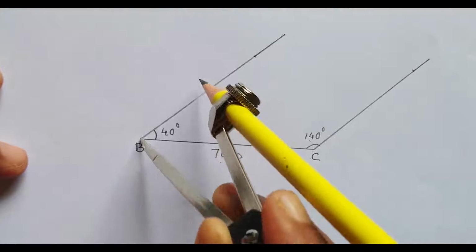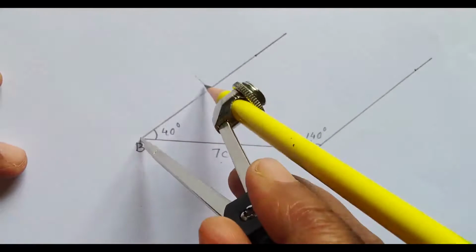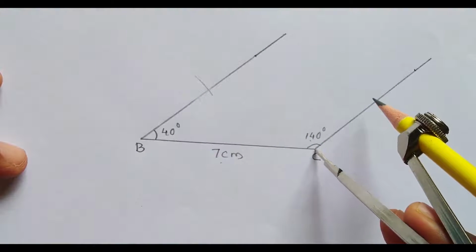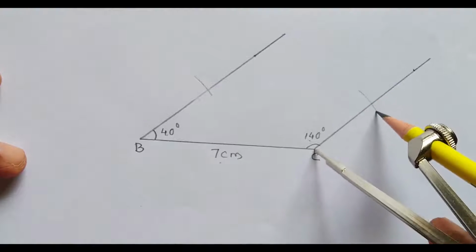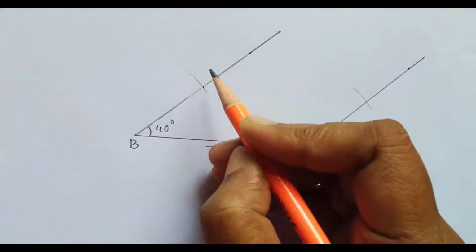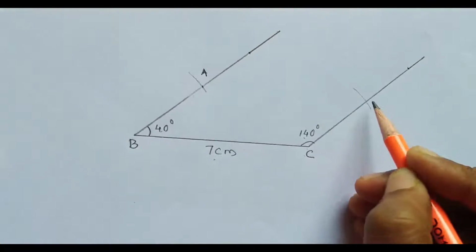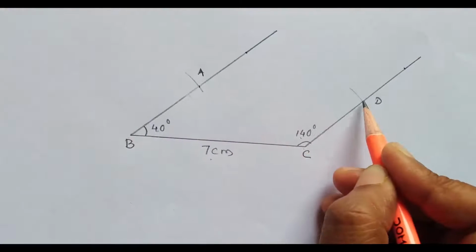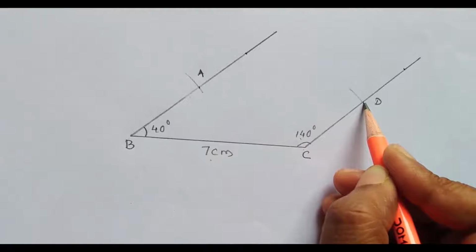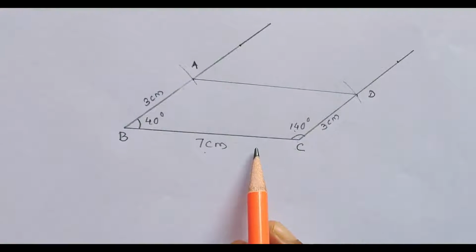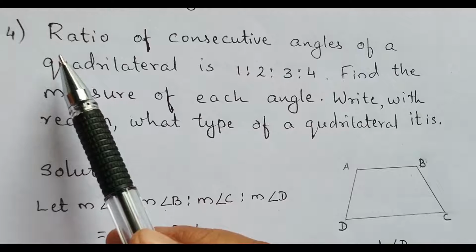With B as center, draw an arc with the same length, and C as center, draw an arc to cut the arm of the angle. Now this is point A and this is point D. Join the 2 points A and D and your construction is complete. This is your completed figure. Now let's see the 4th question.